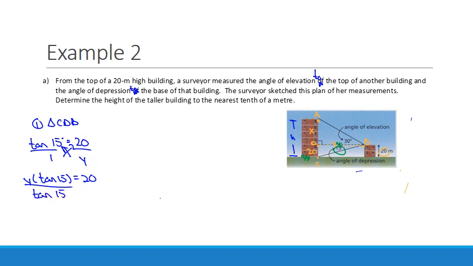Divide by tan 15, divide by tan 15. Y ends up equaling 74.64. And that is meters. So the distance between the buildings is 74.64 meters. So now I can use that in this second step of my solution.